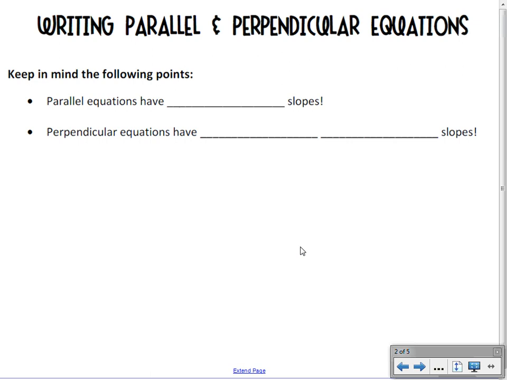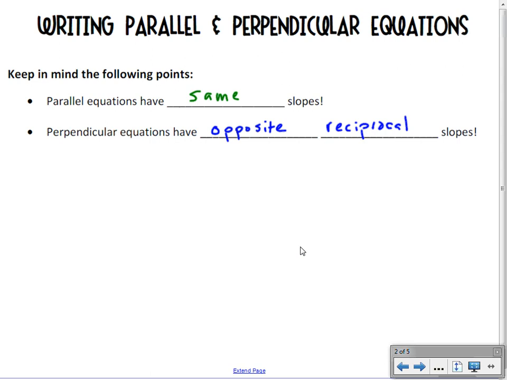So the most important thing that you really have to remember today is that equations for parallel lines must have the same slopes, and I would add that they also need to have different y-intercepts. And perpendicular equations need to have what we called opposite reciprocal slopes, meaning we change the sign and we flip the fraction.